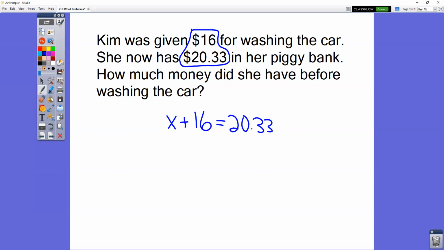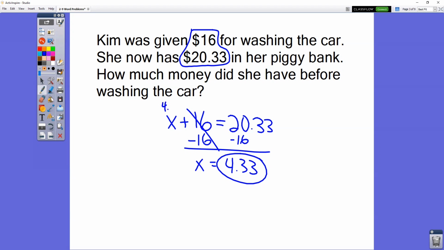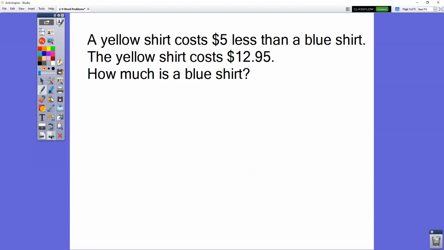So this would be the equation that you would set up, and then you would go through and solve it. So we would get X equals $4.33. So before she washed the car, she had $4.33. You add in your $16. So she had $4.33. You're adding in your $16, and now she has $20.33. Hopefully you see how that works. Again, I knew that I wanted to subtract the two numbers, so I set up a one-step adding equation.